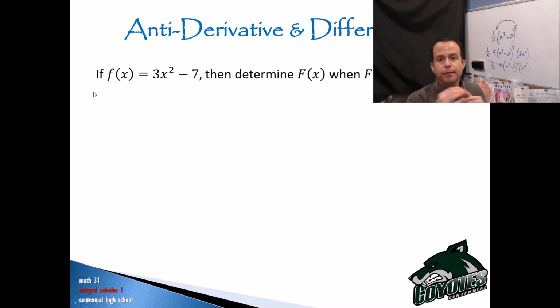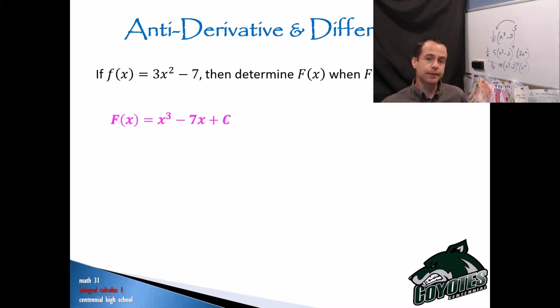So here, the derivative is 3x squared minus 7, and we want to determine f of x when f of negative 1 is 4. The first thing we're going to do is figure out the antiderivative. This guy is going to have to go up to 3, which means I have to divide by 3. So that's going to be x cubed minus 7x plus c. I have to add an x onto that guy. So big F of x will be x cubed minus 7x plus c.